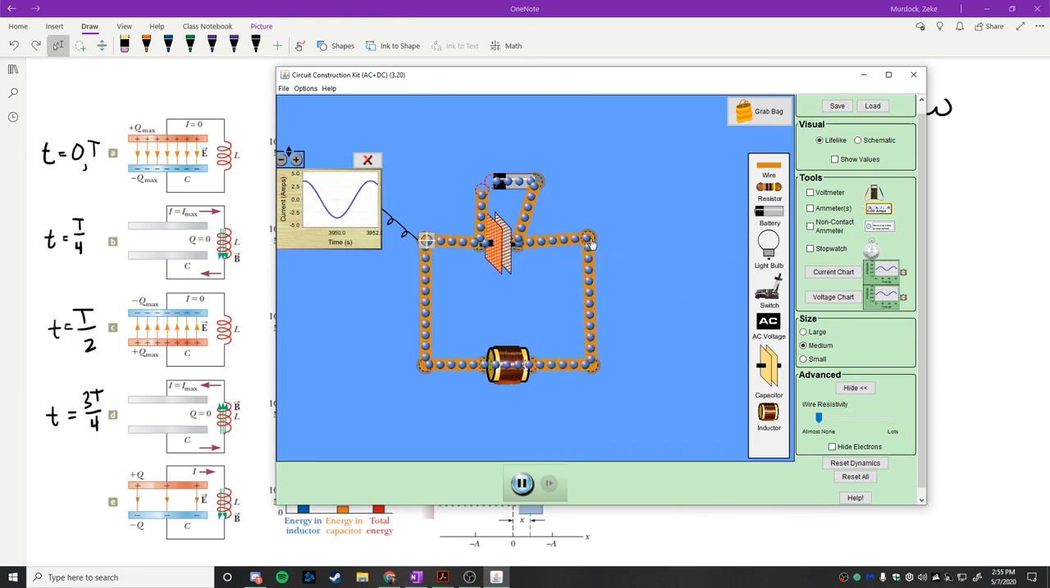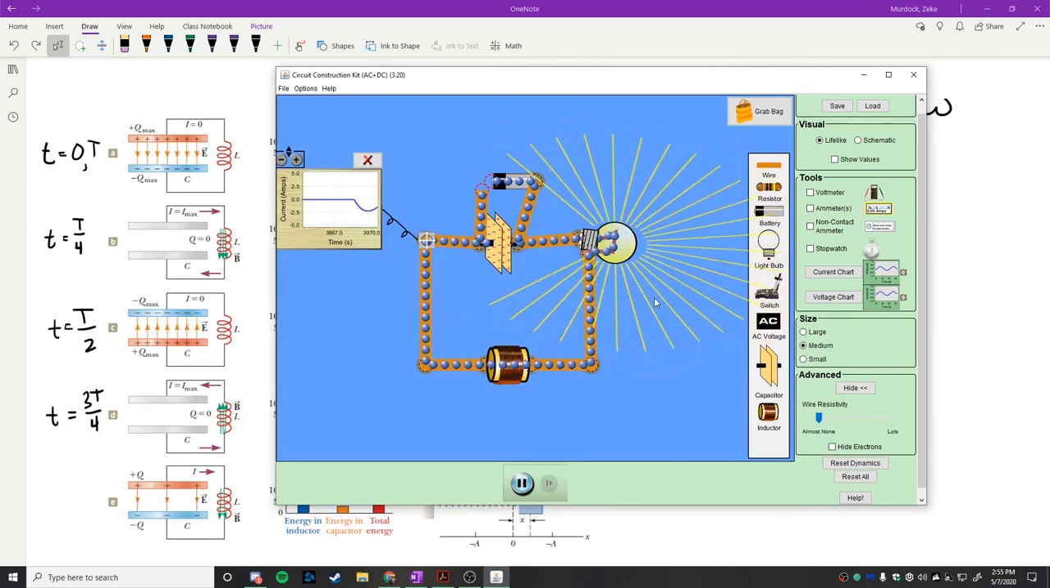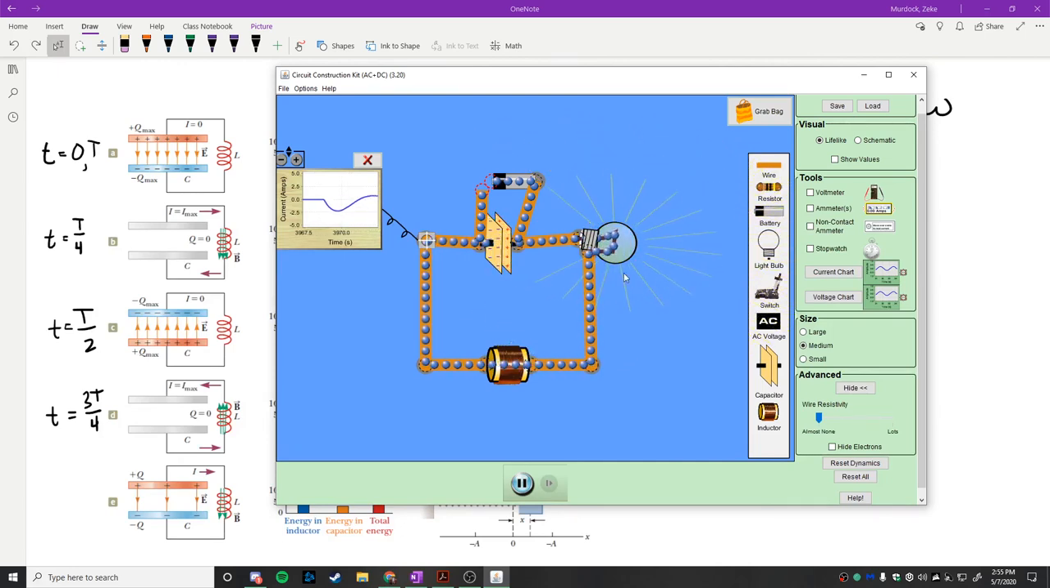So what would I need to add into the system to make it so that it loses energy over time? Which one of these devices here would cause it to lose energy over time? Yep, so if we put a light bulb in here, it's going to dissipate the energy of the system, right? And you can notice, over time, the light bulb is going to get dimmer and dimmer, and look at what happens to the curve. It kind of dissipates out. This is what we call an RLC circuit.